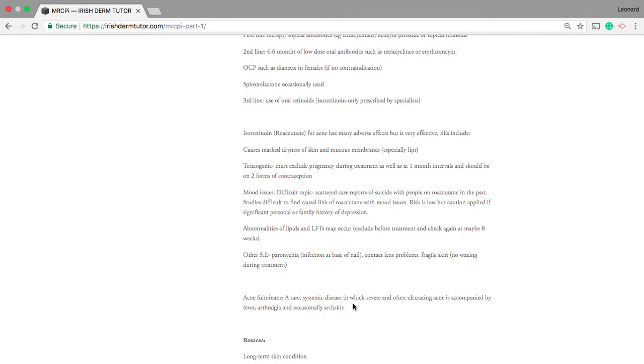Another side effect is you can get abnormalities of lipids and LFTs, and these tend to be reversible when you stop the medication. However, we usually check these tests before we start the medication just to make sure they don't have any gross abnormalities beforehand, and we might check again at about 8 weeks' time.